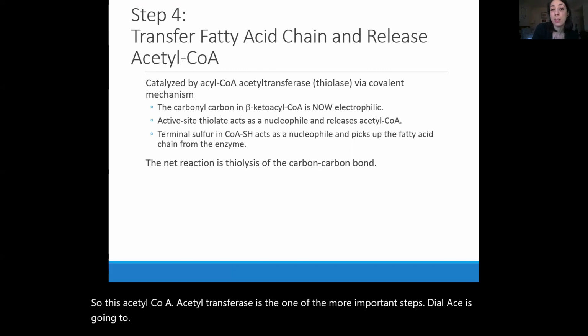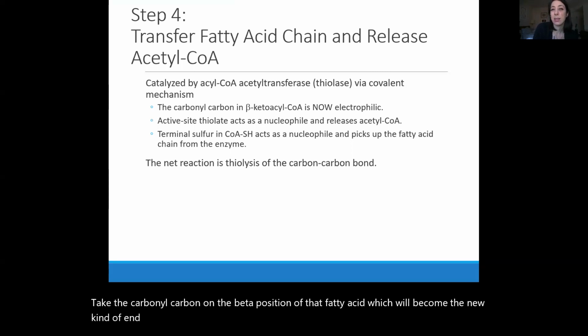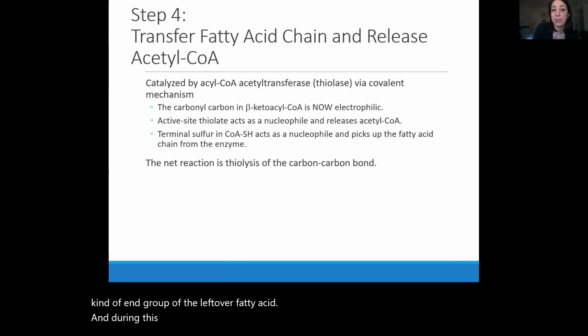take the carbonyl carbon on the beta position of that fatty acid, which will become the new end group of the leftover fatty acid. And during this process, we're going to cleave off a whole acetyl-CoA.